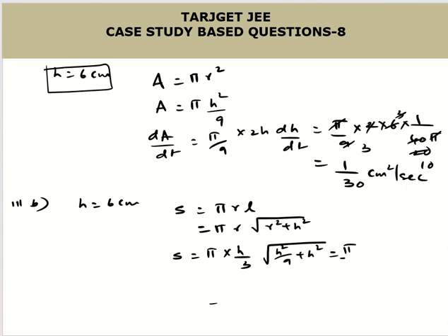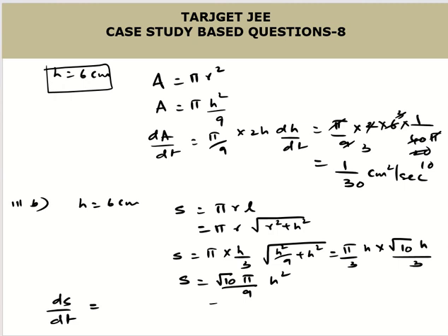This is going to be pi by 3 h into 10h square by 9. Inside the root we have a 10h square by 9. So root 10 h divided by 3. So surface area is going to be root 10 into pi divided by 9 into h square. Now let us differentiate. So rate at which the wet surface area is increasing is dS by dt. That is root 10 into pi divided by 9 into 2h into dh by dt.